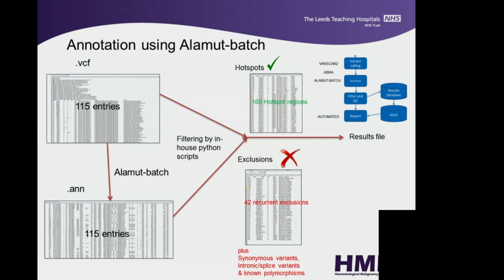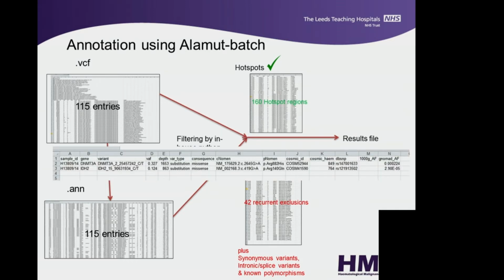As I said before, we retain hotspot regions, so we've got 160 hotspot regions, so if they're there, irregardless of the depth of sequencing, we will pull those out, we'll keep those. And then we have our 42 recurrent exclusions. These are the things we were talking about that occur very frequently in your sequencing. So they are basically PCR artifacts usually. We also remove at this stage synonymous variants, intronic splice variants, and known polymorphisms derived from SNP databases. And we access numerous SNP databases.